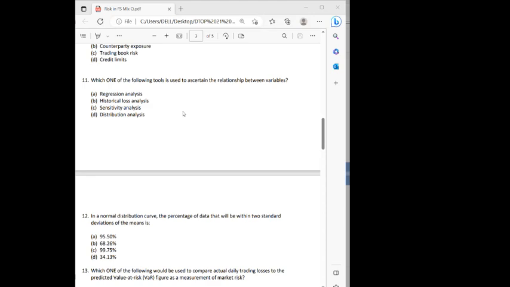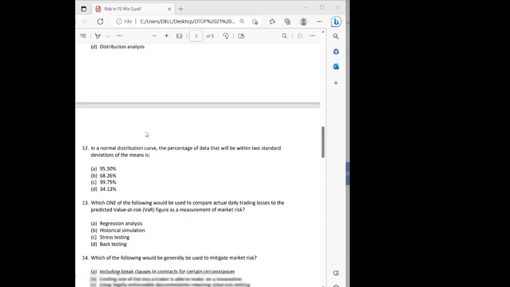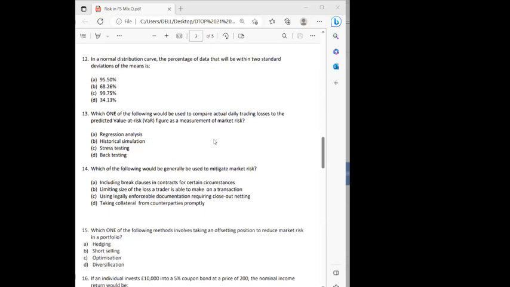Right, let's see. I've got 5 responses. Which one of the following tools is used to ascertain the relationship between variables? Regression, historical loss analysis, sensitivity analysis, distribution analysis. So it's obvious, it's regression. Regression analysis is where we look at the relationship between two variables. Correct answer is A. Question number 12. Let's go fast.